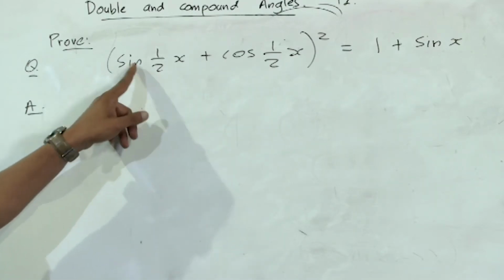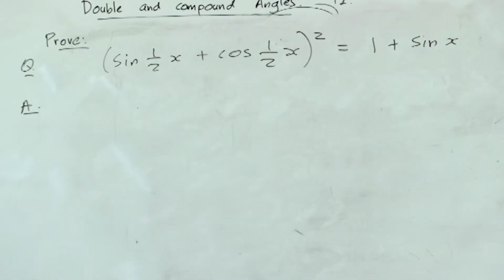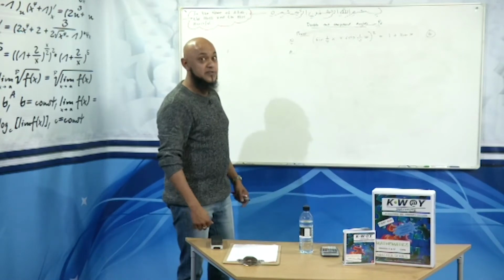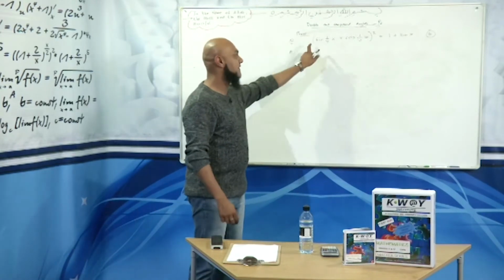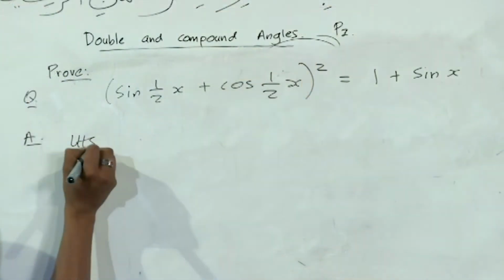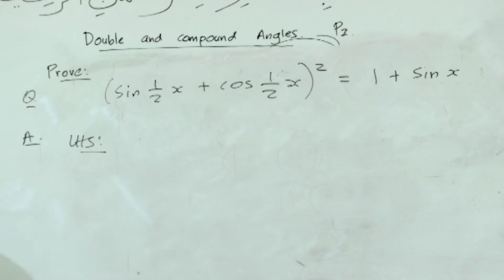We're starting here. Sine half x plus cos half x all squared is equal to 1 plus sine x. Now, common sense. Which is our more complex side? Left hand side. So let's get started. We've got sine half x plus cos half x all squared.